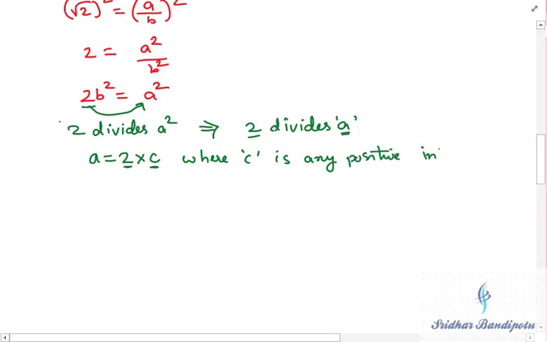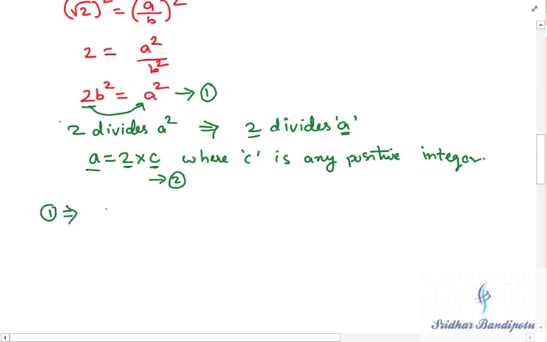C is any positive integer. Okay. Now let's take this as the first equation, and this as the second equation. Now I am substituting a value in equation 1. Let's substitute a value in equation 1. So what will you get?